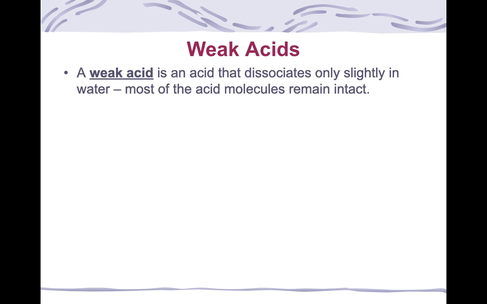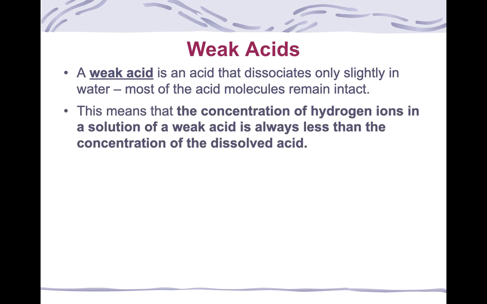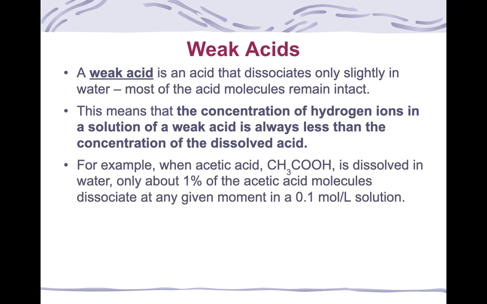Weak acids, on the other hand, are acids that dissociate only slightly in water, and most of the acid molecules remain intact. What that means is the concentration of hydrogen ions in a solution of a weak acid is always less than the concentration of the dissolved acid. If we look at an example, acetic acid, which is in vinegar, is dissolved in water. Only about 1% of the acetic acid molecules dissociate in a 0.1 mole per liter solution.